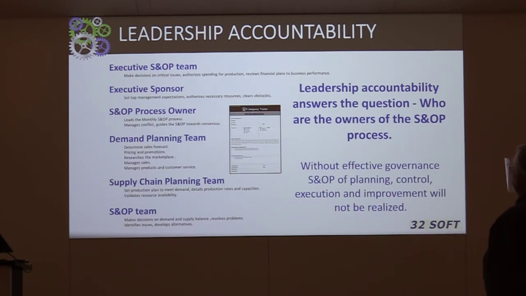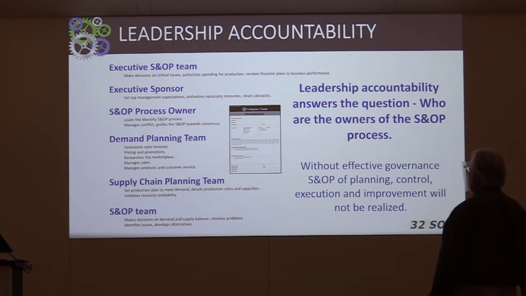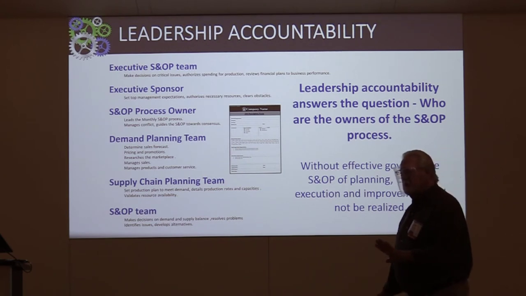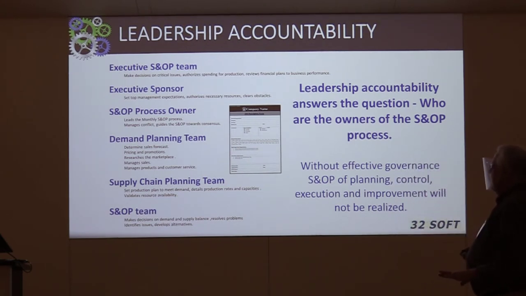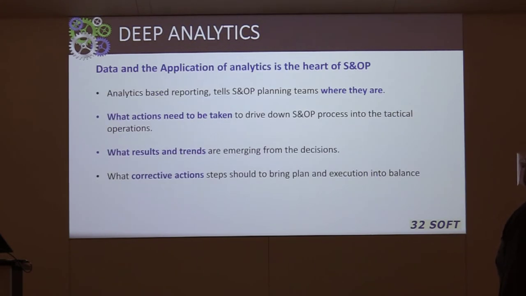Leadership. Leadership accountability answers the question, who are the owners of the S&OP process? From the executive team to the executive sponsor to the S&OP process owner, who understands all of the aspects, all of the tools that we'll talk about, down to the demand planning team, the forecasting, the purchasing and supply chain. That whole team should have a specific job description that defines how they're going to operate within this sales and operations planning.